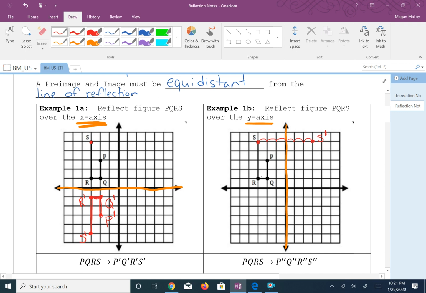I will then do that same process with my pre-image R. It is 3 units away from the y-axis on the left, so the image of R will be 3 units to the right of the y-axis. For Q, the pre-image Q is 2 units to the left of the y-axis, so the image of Q would be 2 units to the right of the y-axis. And P is 2 units to the left of the y-axis, so the image of P will be 2 units to the right of the y-axis. Again, be sure that you are labeling your points with your tick marks so you can remember which is your pre-image and which is your image.